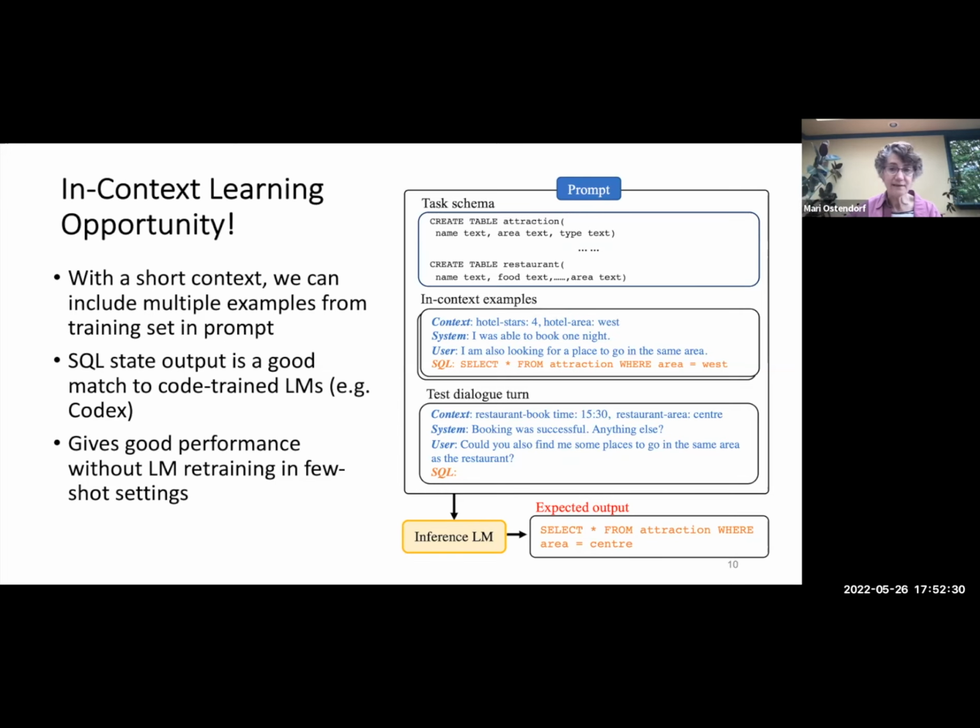But once I'm putting out the SQL query, I can use one of those language models that's trained with code and get very good performance on going directly after the task that I want to go after, which is getting the knowledge that the person requested. And so this allows me to do in-context learning and actually gives really good performance without any language model retraining in few shot settings.